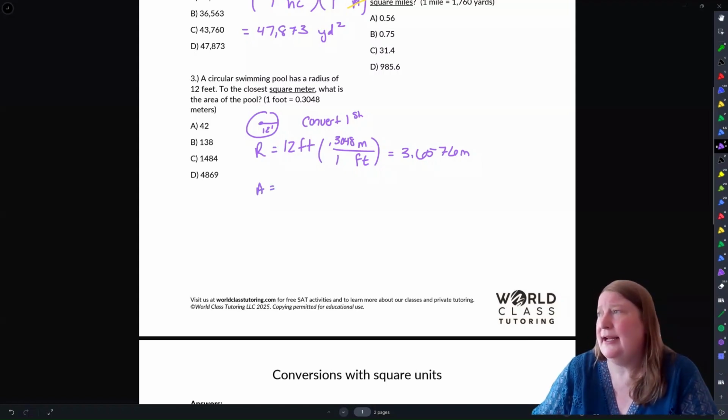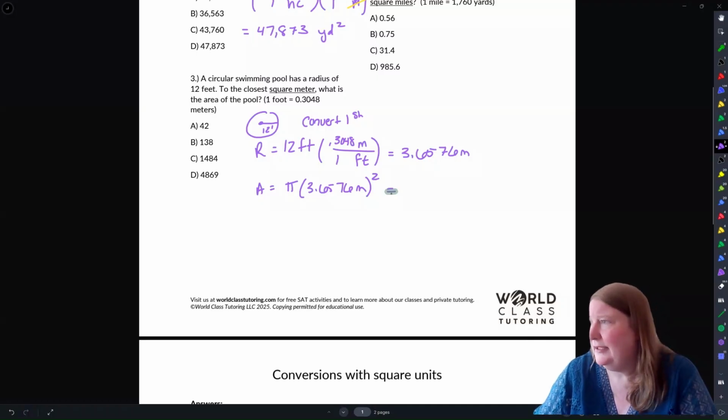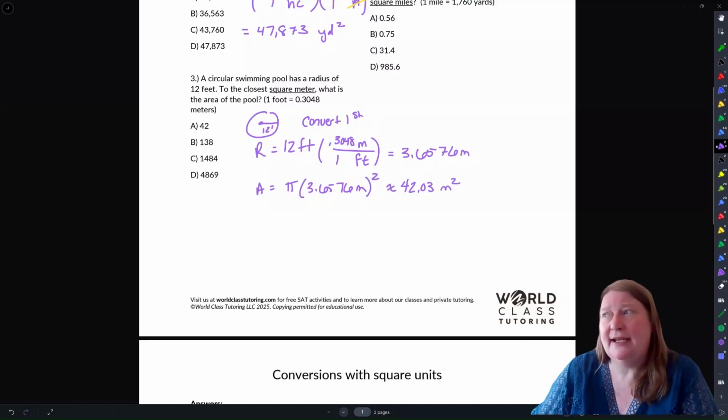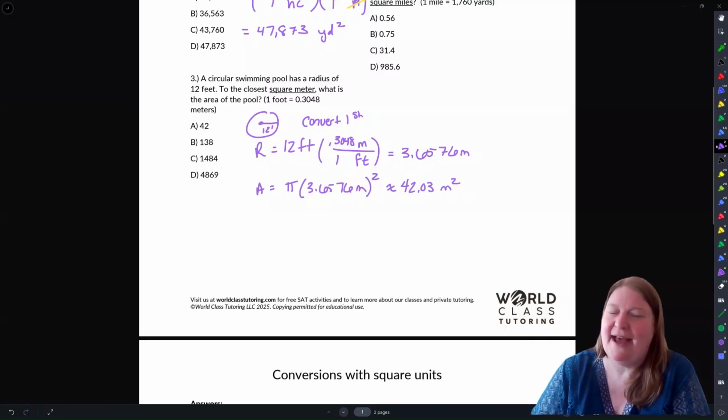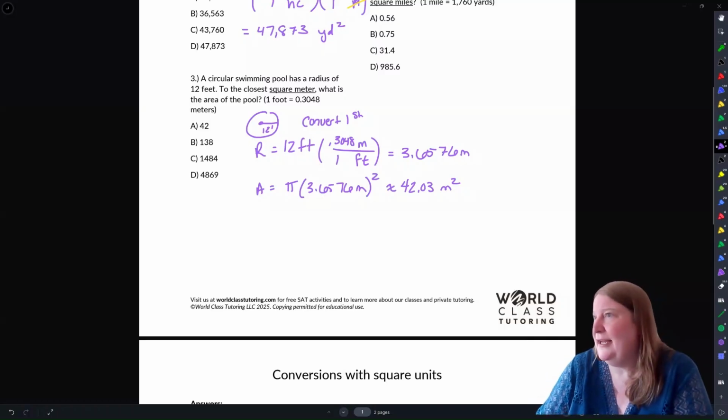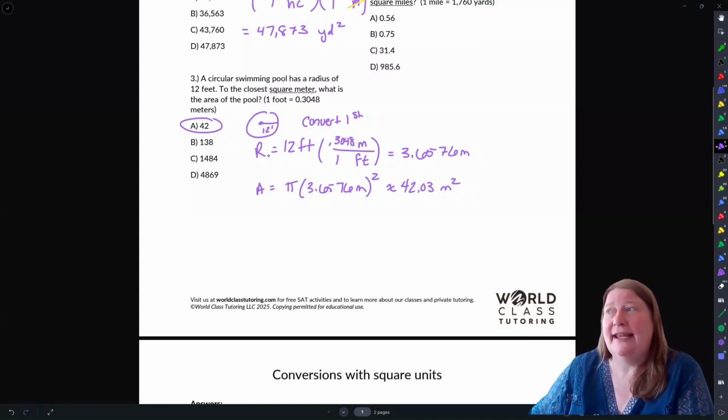Now that I have that radius in meters, let's get the area. The area is pi r squared, and I'm going to use pi times 3.6576 meters squared. And that works out to be about, because pi is going to be estimated, I'll change it to about 42.03. And that is square meters because I squared my number with meters, but I didn't have to square the conversion factor because I already took care of that in the first step. So this is going to be answer A. If I use method two, where I wanted to get the area in square feet and then convert, then you can see you do want to use that 0.3048 squared in your conversion factor.